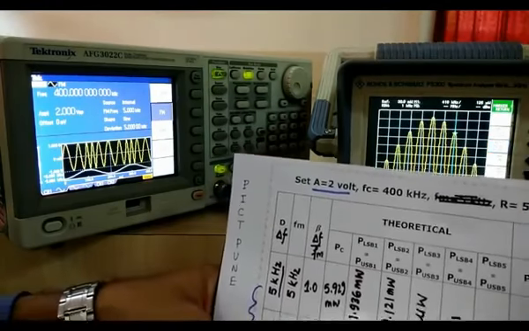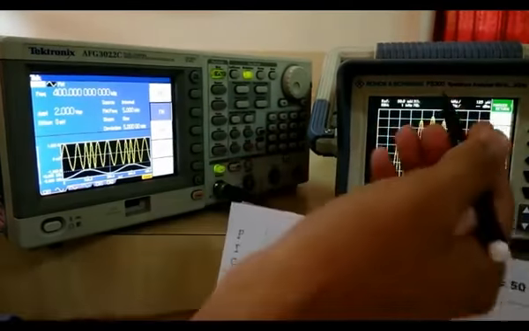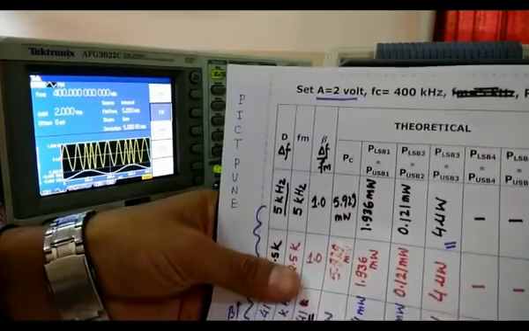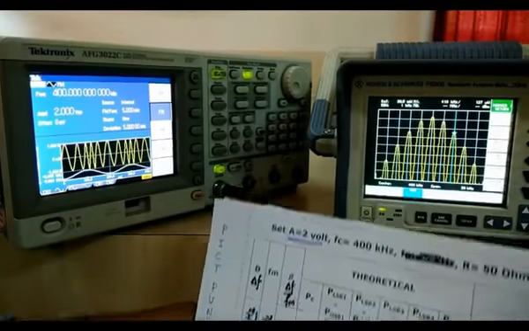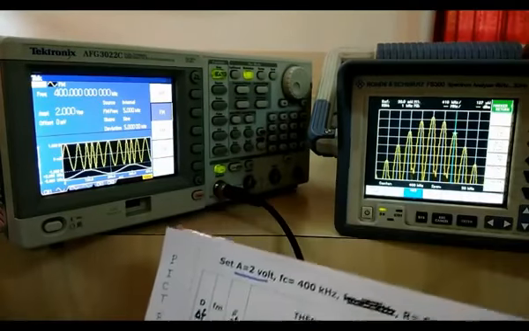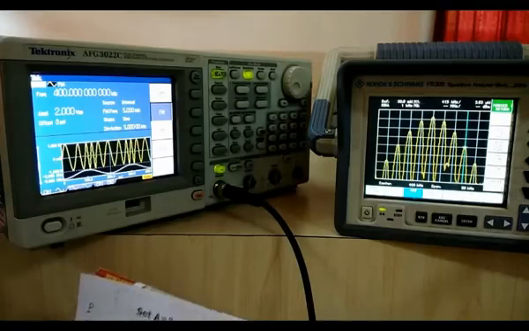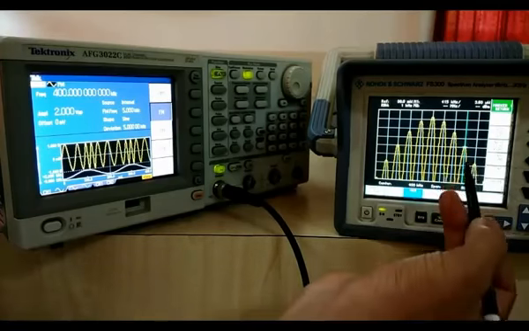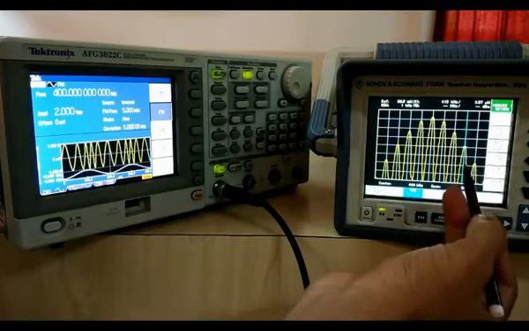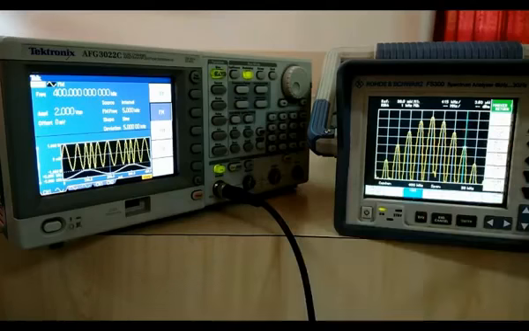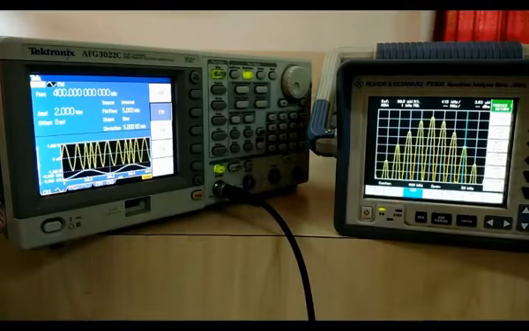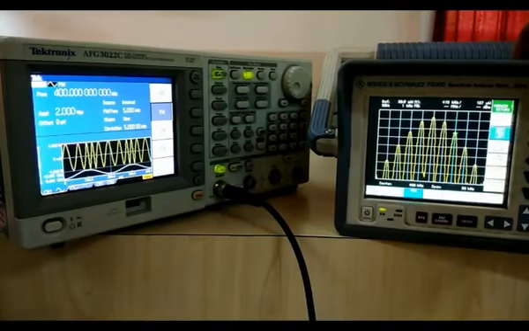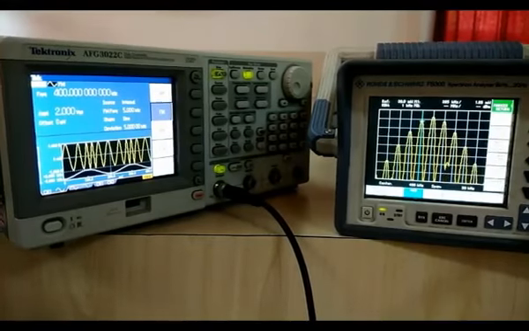And similarly we have the second, where it is 121 microwatt, and here we can see this is 127 microwatt. This is the third significant sideband, whose theoretical value is 3.60 microwatt, and in our case it is 4 microwatt. As you go on, the rest is very much negligible.